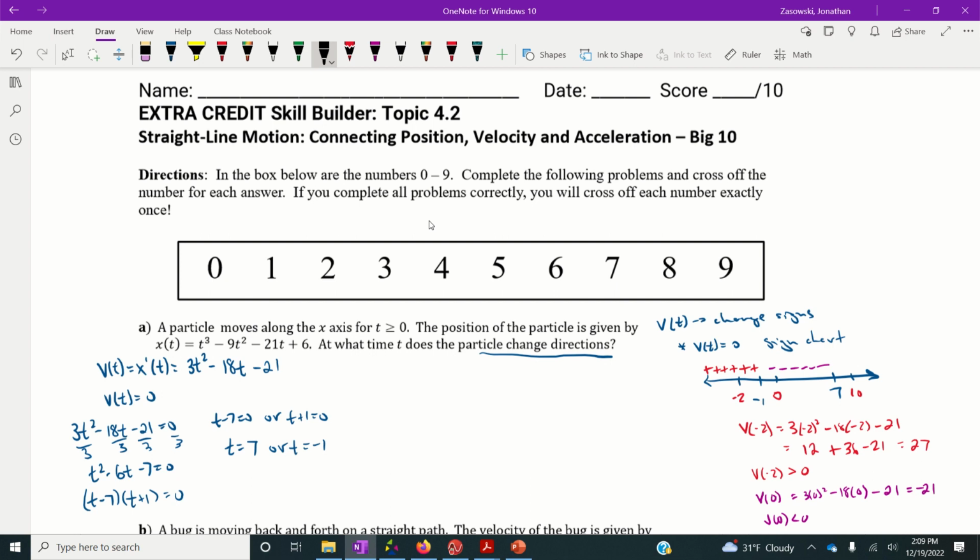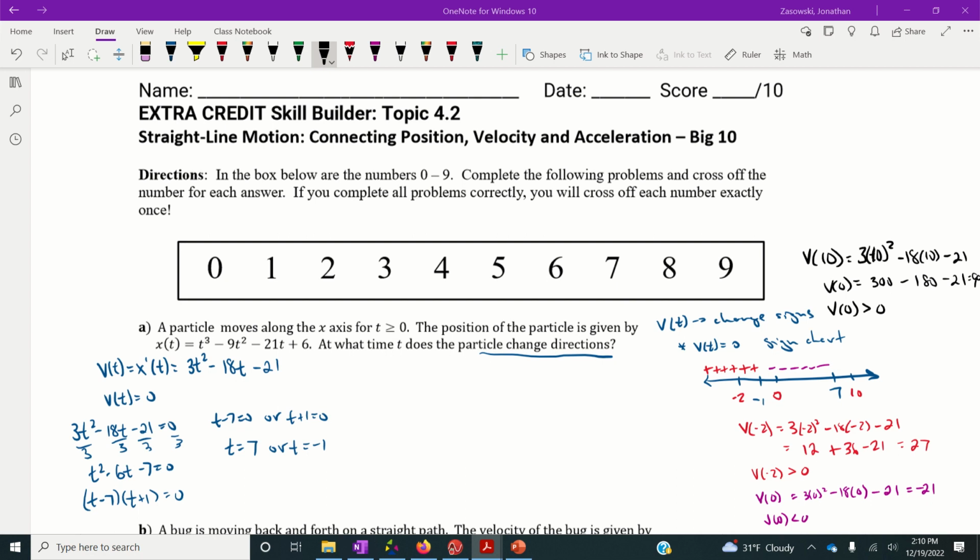Okay, so the last one we have to check is where t is equal to 10. So we can check v of 10, we want to do the velocity. That's 3 times 10 squared minus 18 times 10 minus 21. So 10 squared is 100, this is 300 minus 180 minus 21. And we can all agree that this is going to be greater than 0. That's all we care about right now, is it's going to be positive. I think it ends up being 99, and greater than 0.